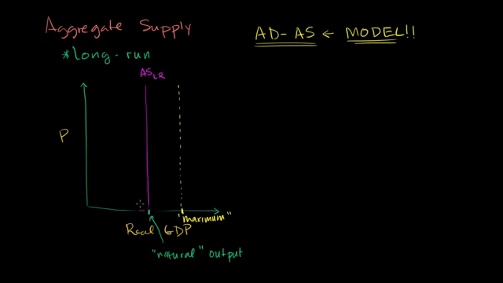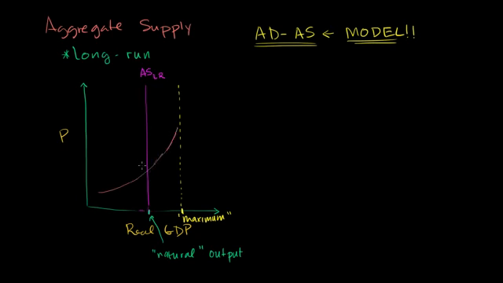Now, what we're going to talk about in this video is aggregate supply in the short run. And what we're going to see is for this model to work, for the aggregate demand, aggregate supply model to work, we have to assume an upward sloping aggregate supply curve in the short run. So it might look something like this.